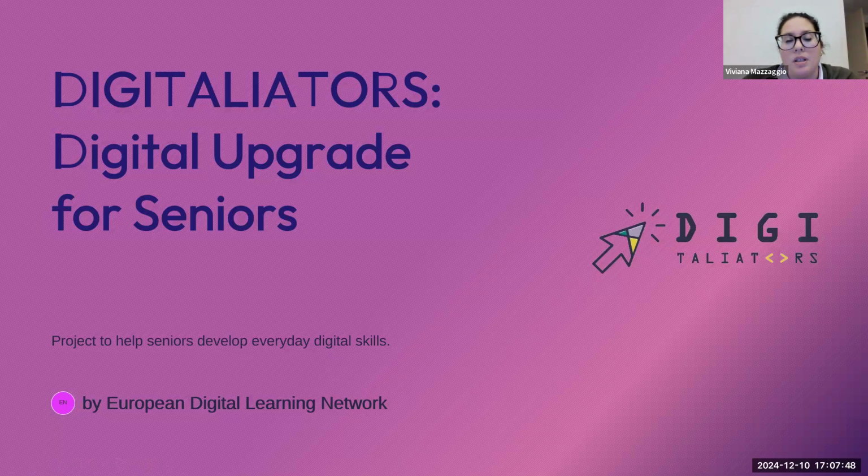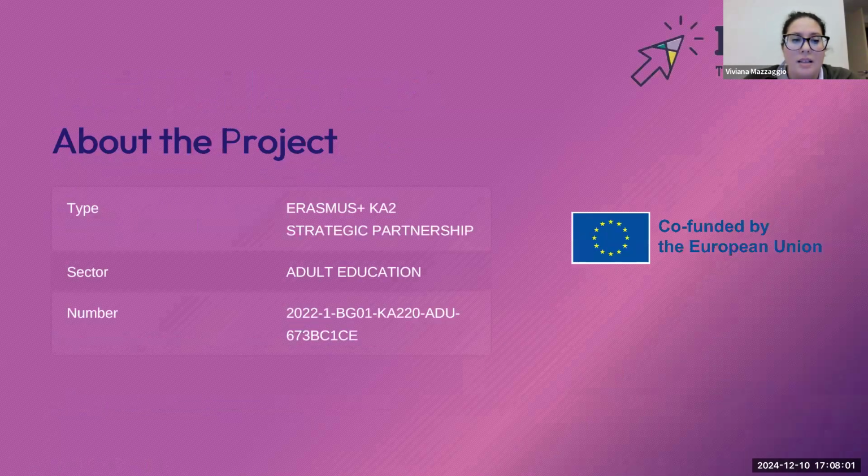So, as I said before, today we have this general presentation of the Digitaliators project. Digitaliators is a project financed by the Erasmus Plus program, and we deal with the digital upgrade for seniors. This is an Erasmus KA2 strategic partnership project in the sector of adult education, so our target group are people who are 18 plus. In our case, they are elderly. It's co-funded by the European Union.